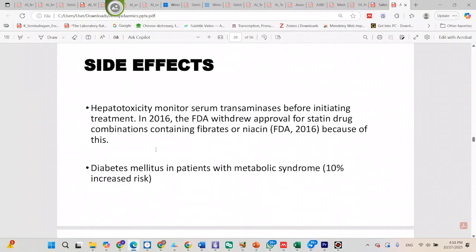The way we check if your liver is okay is by measuring some transaminases. Because this drug works in the liver, you have to first check the liver function of your patient before you initiate this therapy. In fact, it's because of this hepatotoxicity that the FDA withdrew approval for combining statins with fibrates or niacin. So you should never combine statins with niacin or fibrates.